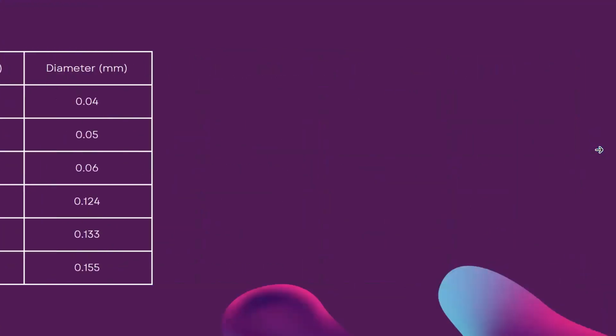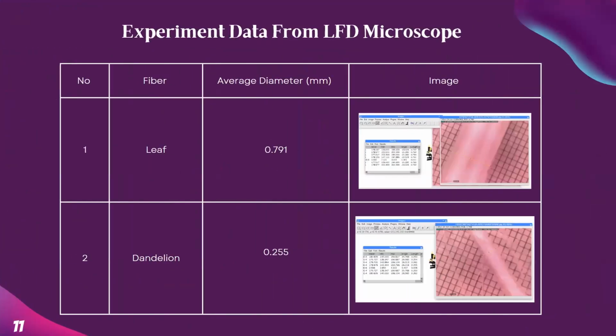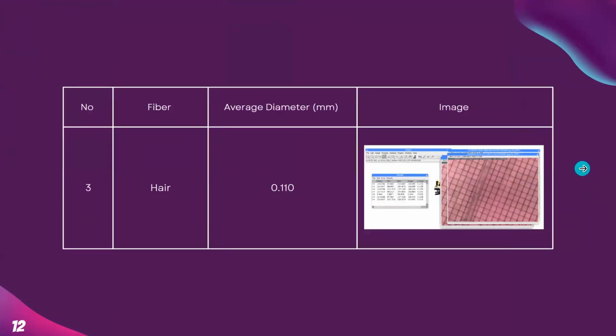Yes, so this is the result of the same experiment of leaf and dandelion, but using a microscope. Okay, so this one is the experiment of the hair's diameter using a microscope, with the result of the average diameter being 0.110 millimeters. Next slide, please.